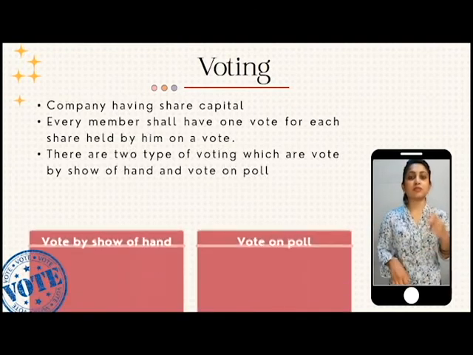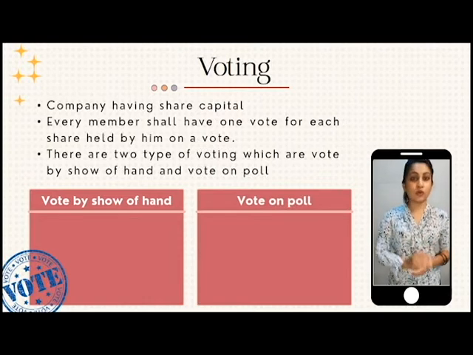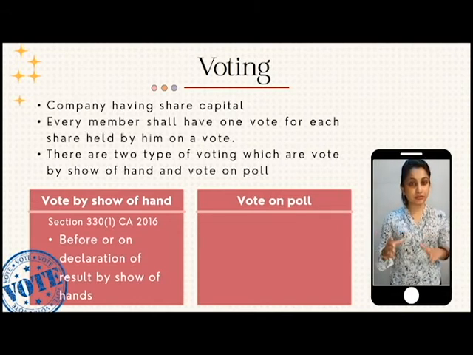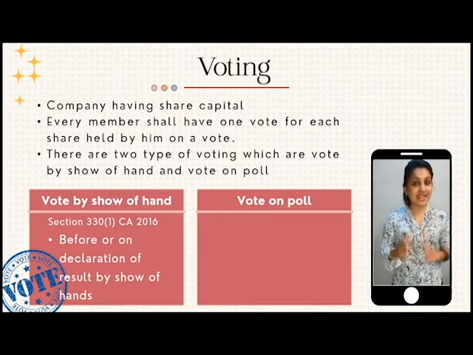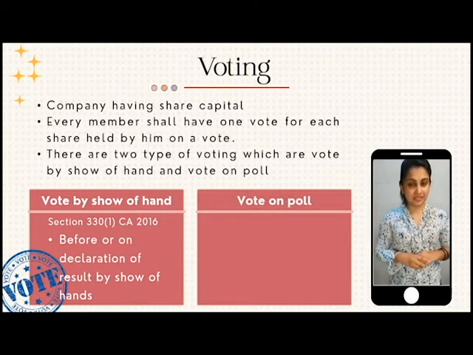There are 2 types of voting, which are vote by show of hands and vote on a poll. Under vote by show of hands, Section 330(1) of the Companies Act 2016 provides that at any meeting of members, a resolution put to the vote of the meeting shall be decided on a show of hands unless, before or on the declaration of the result of the show of hands, a poll is demanded.